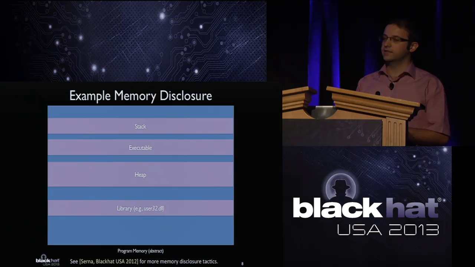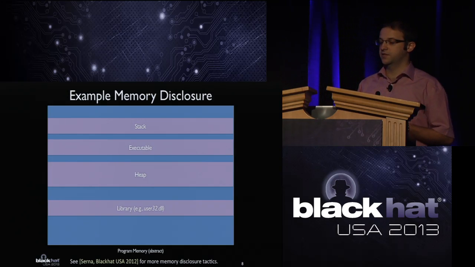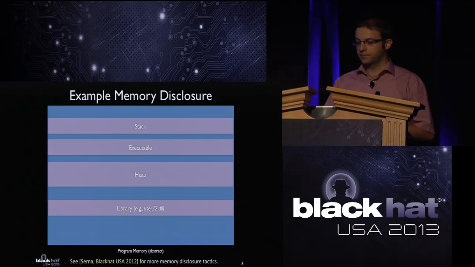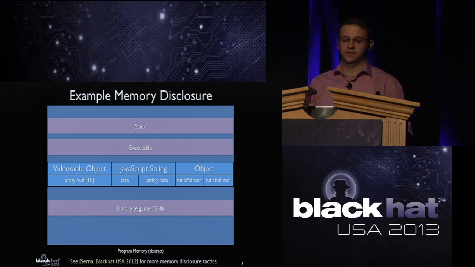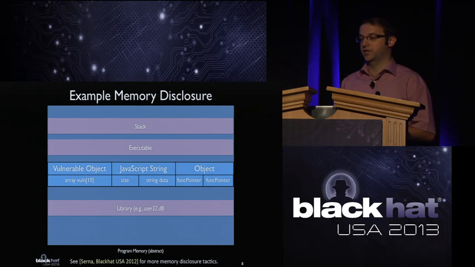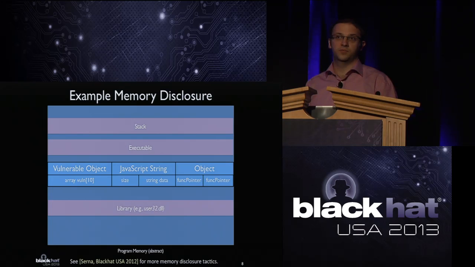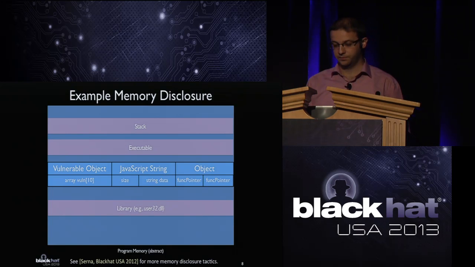A more detailed example of a memory disclosure attack is shown on this slide, where the example is taken from Serna's talk last year at BlackHat. Consider a couple of objects on the heap, where the first object is a vulnerable object that contains, as a member variable, a buffer. Afterwards, we have a JavaScript string, and finally, an object that contains some interesting function pointers that we want to read.